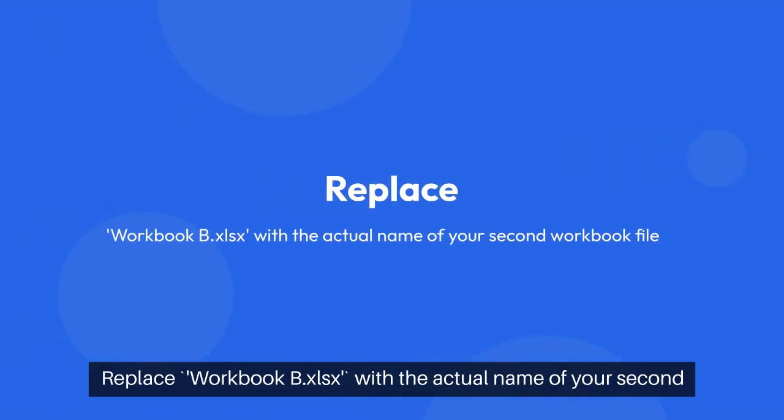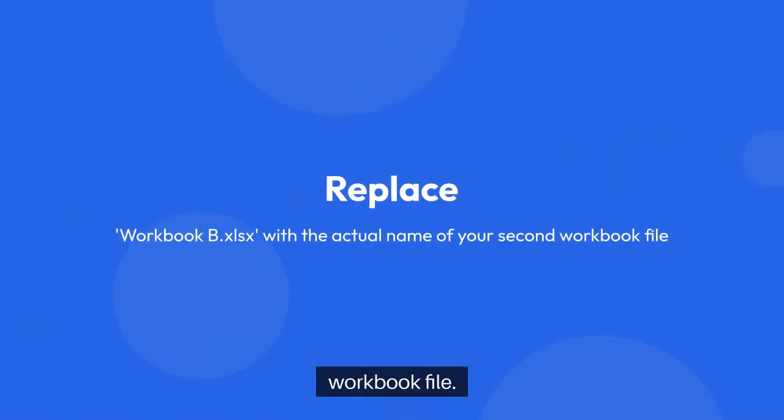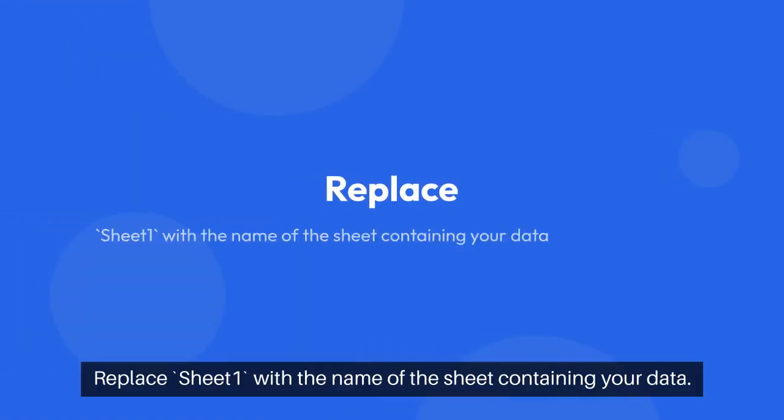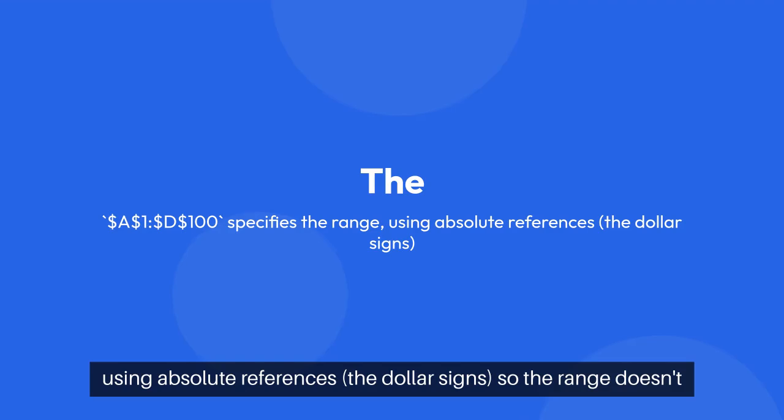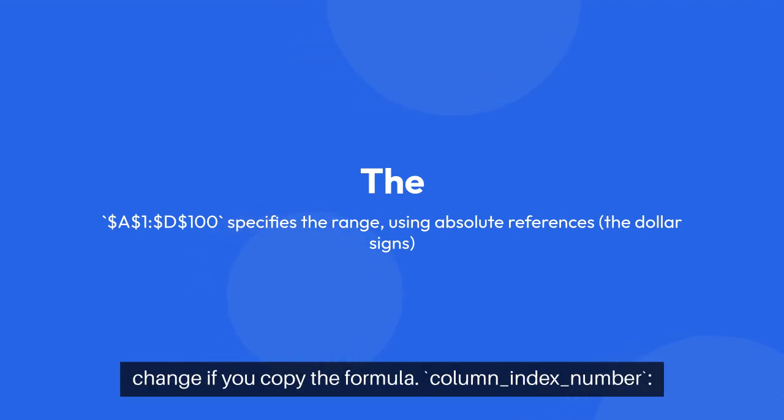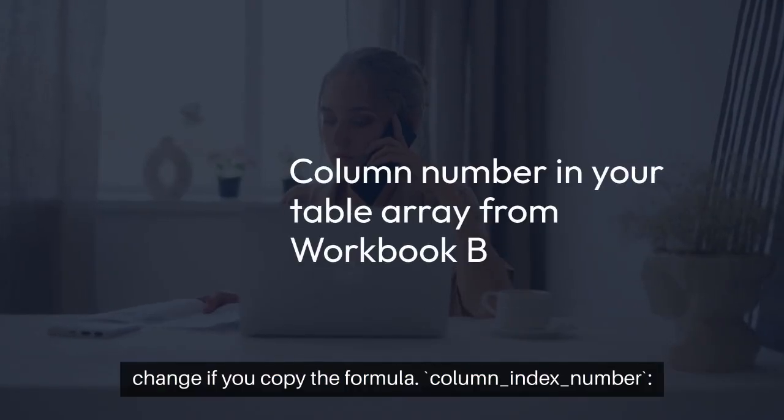Replace the WorkbookB.xlsx with the actual name of your second workbook file. Replace Sheet1 with the name of the sheet containing your data. The $A$1:$D$100 specifies the range, using absolute references, the dollar signs, so the range doesn't change if you copy the formula.